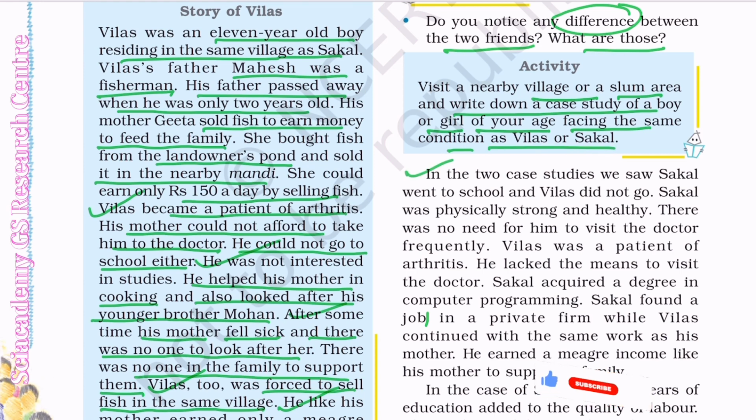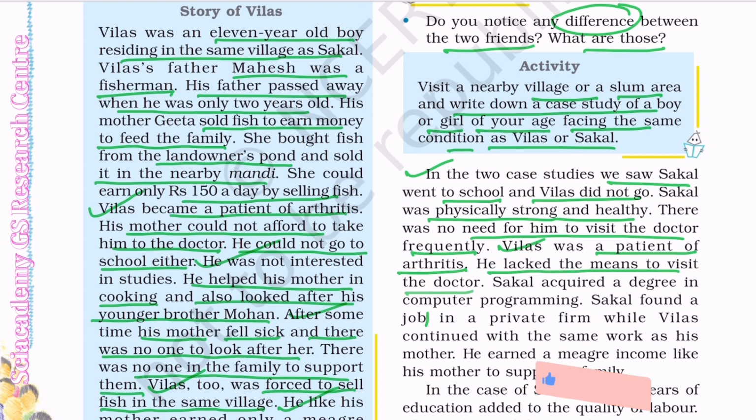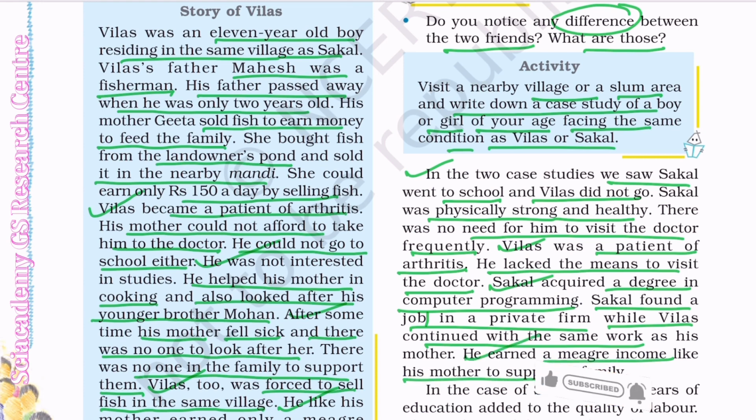In the two cases, we saw Sakal went to school and Vilas did not go. Sakal was physically strong and healthy. There was no need for him to visit the doctor frequently. Vilas was a patient of arthritis. He lacked the means to visit the doctor. Sakal acquired a degree in computer programming. Sakal found a job in a private firm while Vilas continued with the same work as his mother. He earned meager income like his mother to support a family.